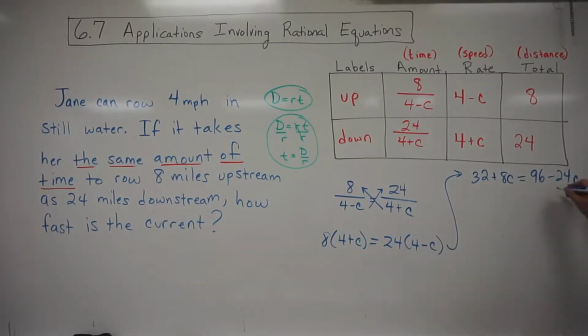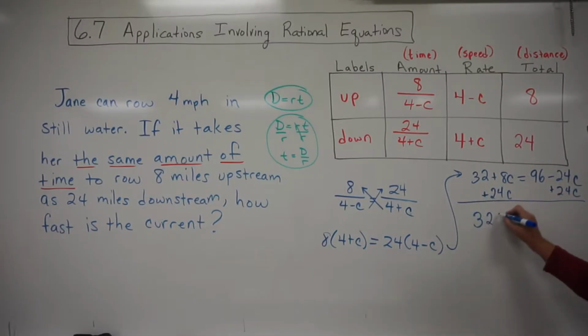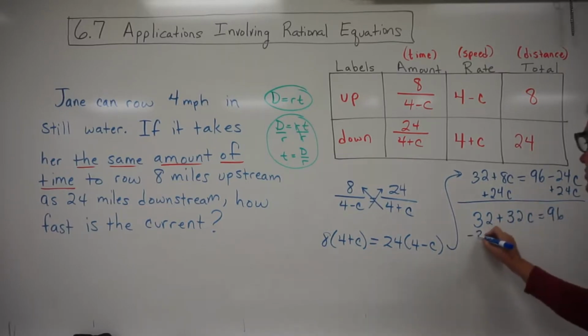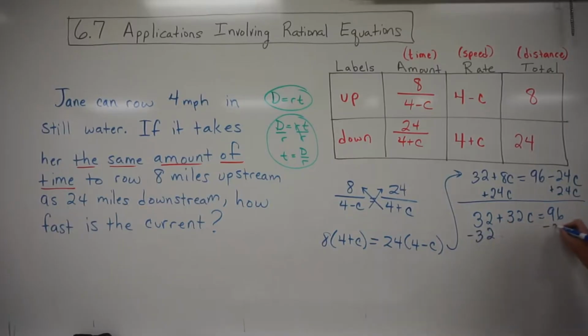In order to solve this, let's add 24c to both sides. So this gives us 32 plus 32c is equal to 96. We'll subtract 32 from both sides. We get 32c is equal to 64.